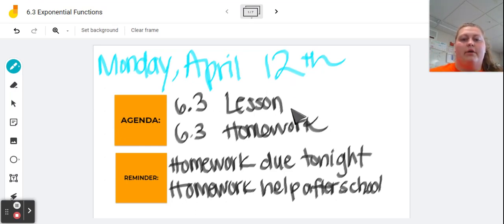Okay, so today we're doing exponential functions, which is lesson 6.3 in the book. Our plan for this week is we're going to finish up chapter 6 this week. And then that way, when we start normal school on Monday, next Monday, it'll be chapter 7. So we're going to wrap everything up this week and then jump into a new unit on Monday.